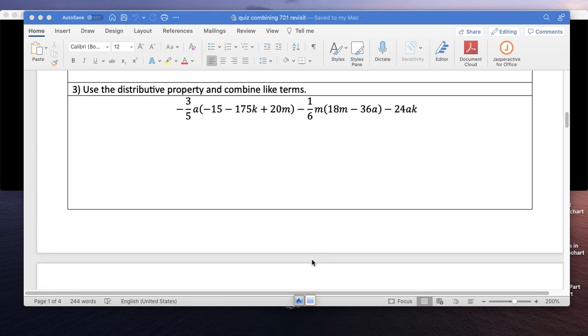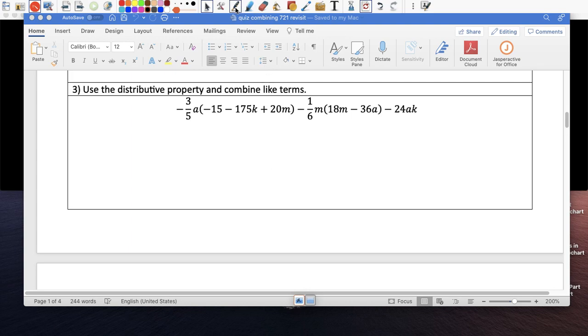Okay. Now we have the same thing. Do the distributive property, multiplying. And you've got to multiply and be aware of the signs, and obviously you have some variables to take care of. So let's do the first one. Negative times a negative is a positive, so let me write that down. 3/5 times 15. So look, what's 3/5 times 15?